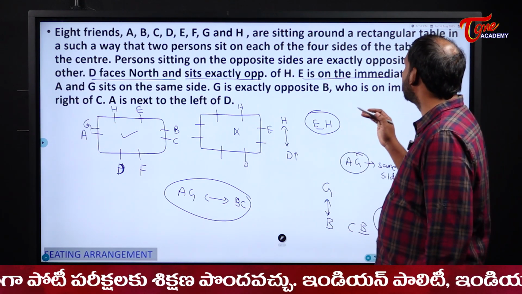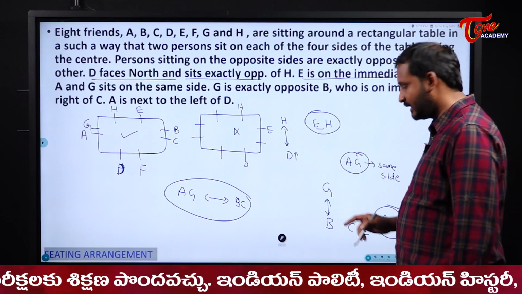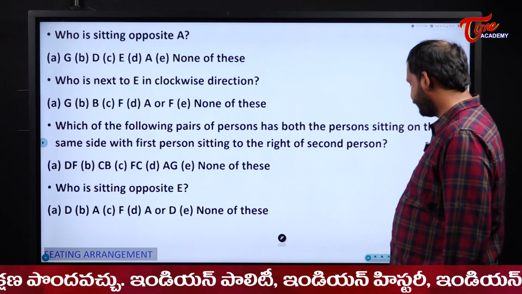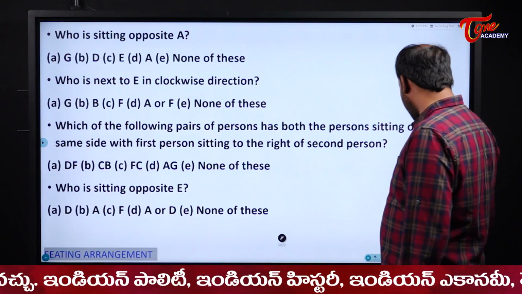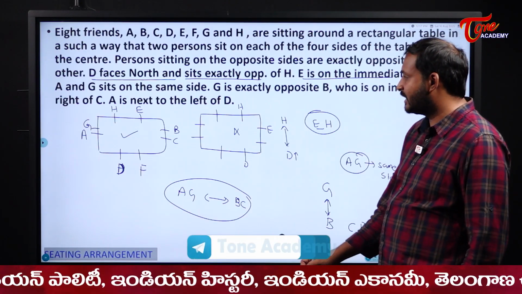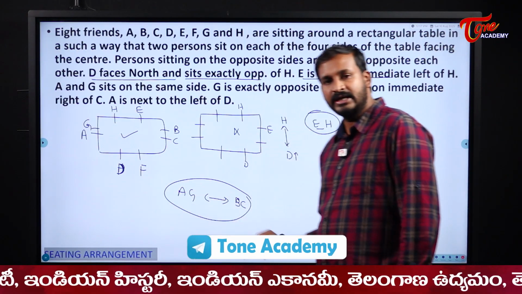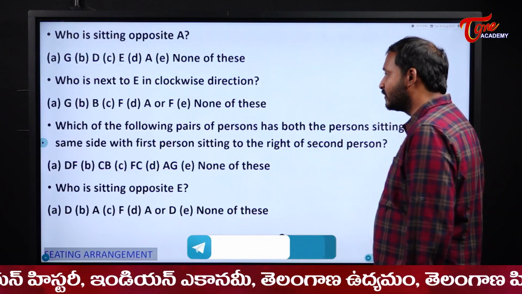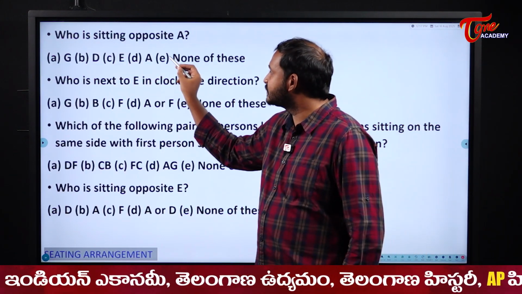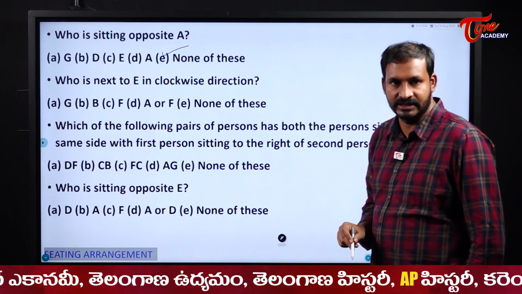Okay, you should take all the possibilities at any cost. Next one. Question. Who is sitting opposite to A? Who is sitting opposite to A here, students? C is sitting opposite to A. So, our answer here becomes none of these. Why? Because we don't have C here.